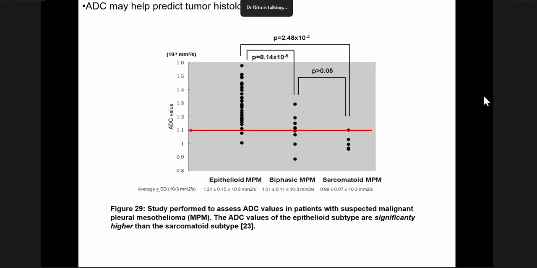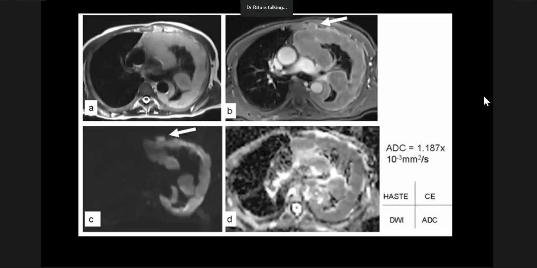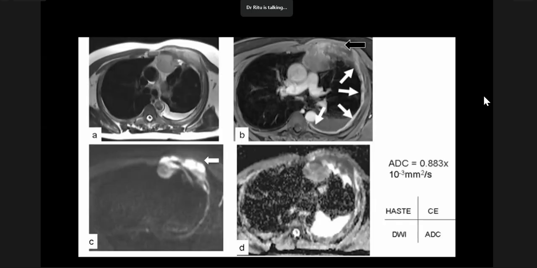We've seen that ADC values can help differentiate different subtypes of mesothelioma. And again, you need to get a quantitative ADC value, and you can put ROIs on different parts of the tumor and get average ADC values, and tell if this is an epithelial versus a biphasic tumor or a sarcomatoid tumor.